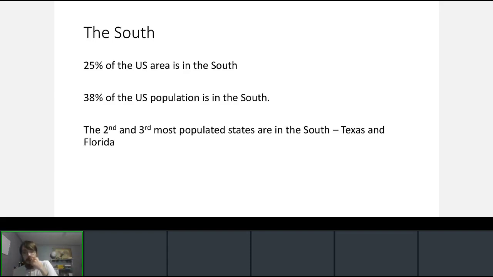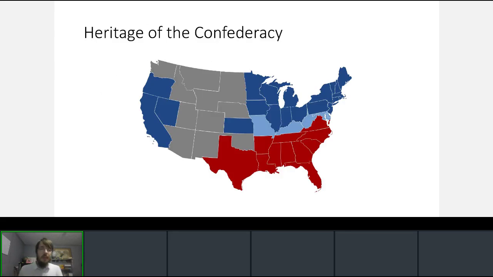Now, it's kind of hard to identify the South, so this is why the heritage of the Confederacy comes into play. Right? The Confederate States of America, those that rebelled during the Civil War. Of the states that are considered part of the South by the Census Bureau, it includes every state that was part of the Confederacy. It also includes 4 states that were border states.